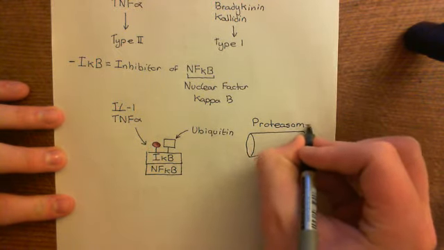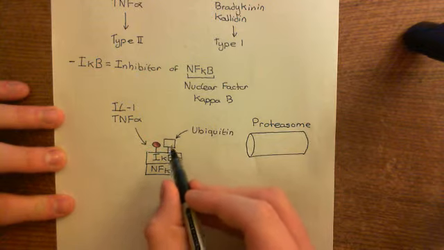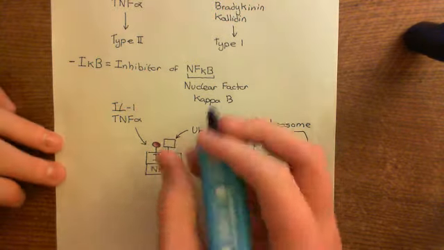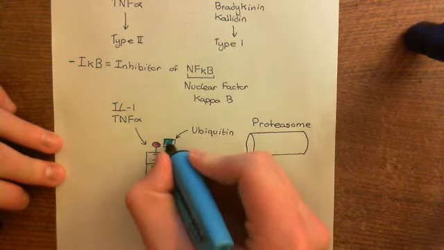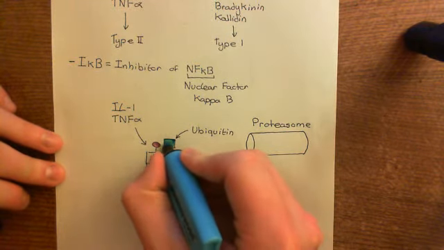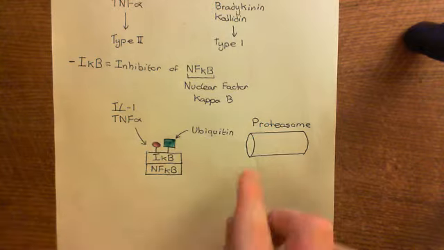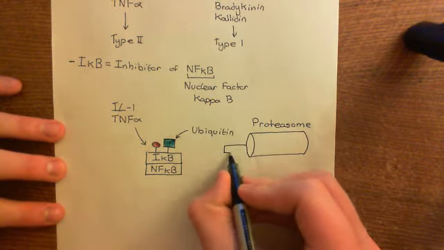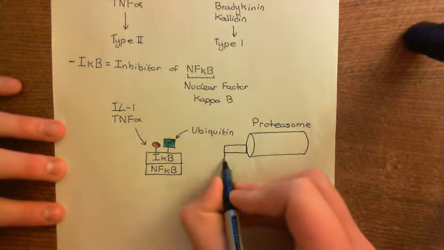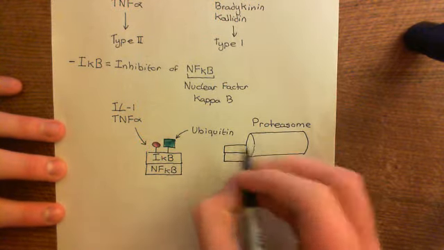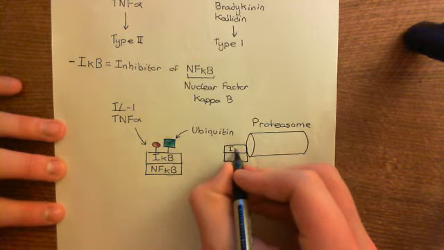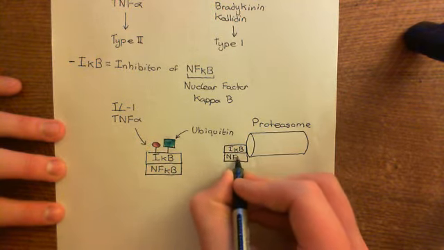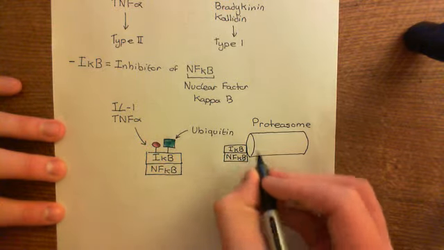So basically what's going to happen is proteins which have ubiquitin stuck onto them bind to the entrance of the proteasome, and they get pulled in. So this inhibitor of NF kappa B is going to come over here, and it's still got the NF kappa B bound to it. Okay, so here's the inhibitor of kappa B, and underneath is the nuclear factor kappa B itself.